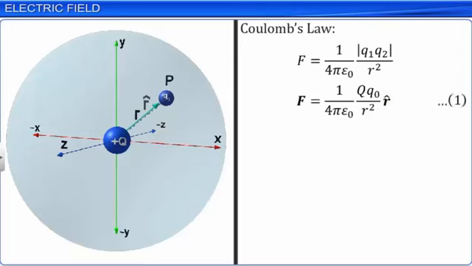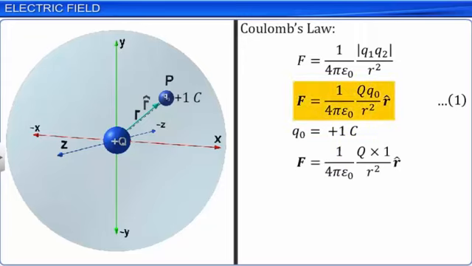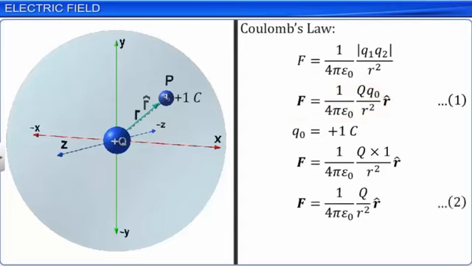Now, if q0 is a unit positive charge, that is, q0 is equal to plus 1 coulomb, then the electrostatic force as denoted by equation 1 becomes 1 by 4 pi epsilon naught q by r square into r cap. Let this be equation 2. Equation 2 indicates the electric field strength or intensity of electric field E, which is the force on a unit positive charge acting at a particular point in the electric field.